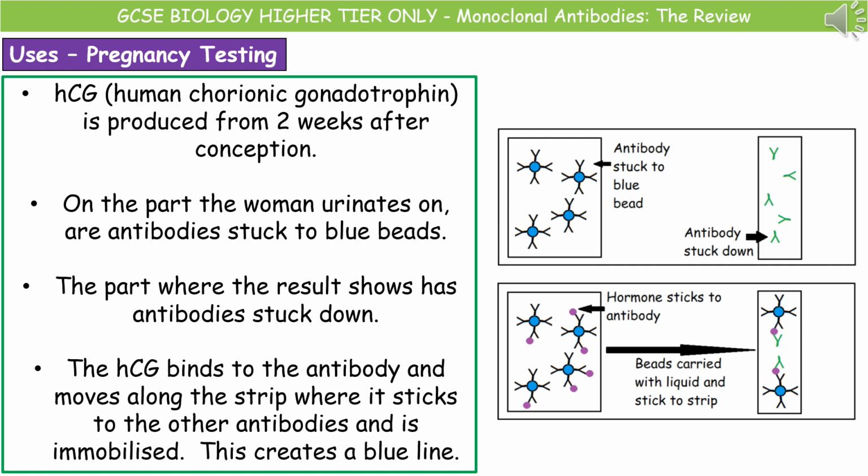Bit further on, you've got your window that tells you your results, and you can see that that's got more of these antibodies stuck down to the surface in a nice neat line. So as the urine with HCG gets to that window, our monoclonal antibodies are complementary to the shape of the HCG, so they bind to the stuck down antibody, and that means that all of those blue beads end up in a nice neat line, and you get the blue line saying you're pregnant.